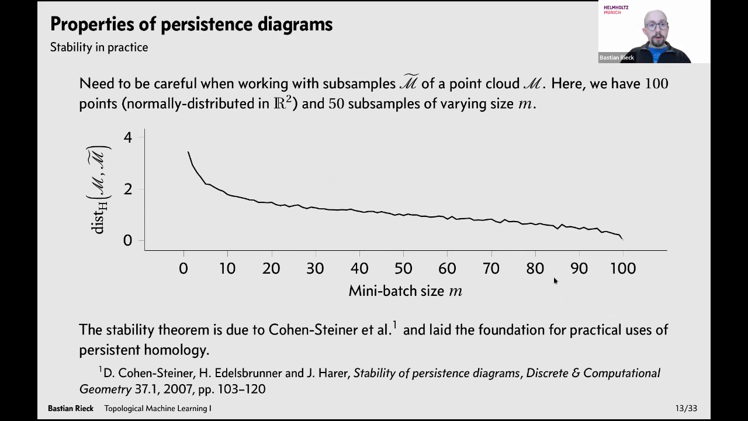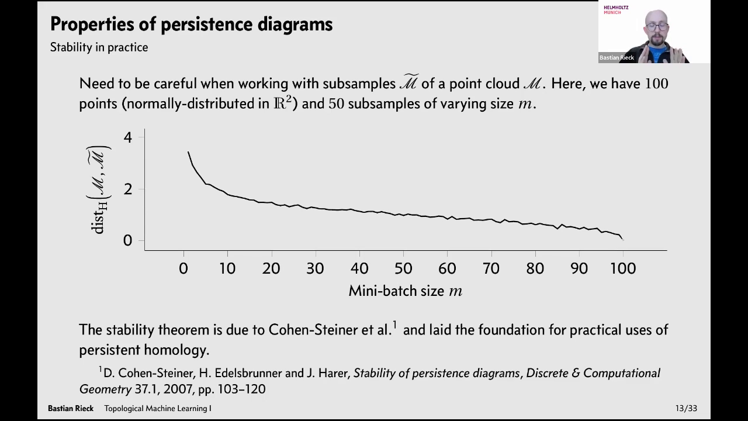Now, in practice, this is also something to be considered when working with persistence diagrams in a machine learning setup, because you need to be careful when you work with subsamples of a point cloud. So if you look at this curve here, if you take progressively larger mini batch sizes, larger subsamples of a large point cloud, then you will find that the Hausdorff distance between the original point cloud and the subsample goes down, but it goes down very, very slowly. So you need a lot of subsamples to get this down to some kind of manageable level.